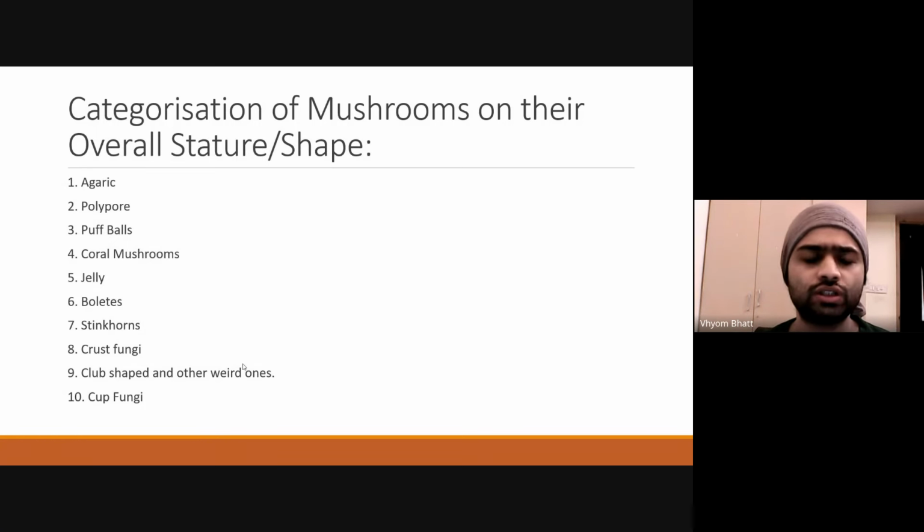Going just by the looks, the overall stature and shape have also classified them into broad categories. These are the 10 categories that I mentioned: agaric, polypore, puffballs, coral mushrooms, jelly mushrooms, which look like jellies. Then there are boletes, stinkhorns, crust fungi, club shaped, and other weird ones. We call them weird ones, like even Hari in the Indian toadstool, because they cannot be classified. Mushrooms like to break rules. We'll come to that. And there is cup fungi. Now I'll share some pictures of all of these.